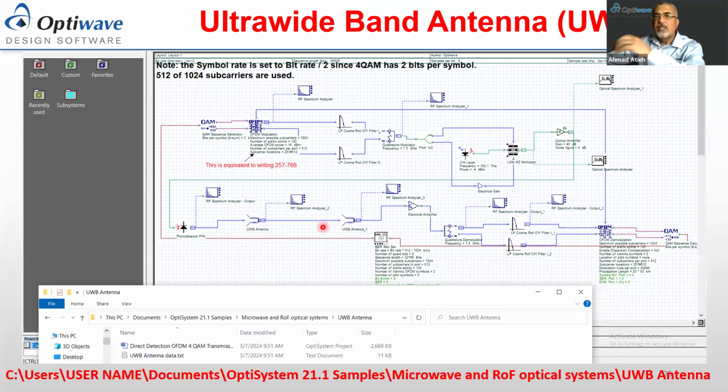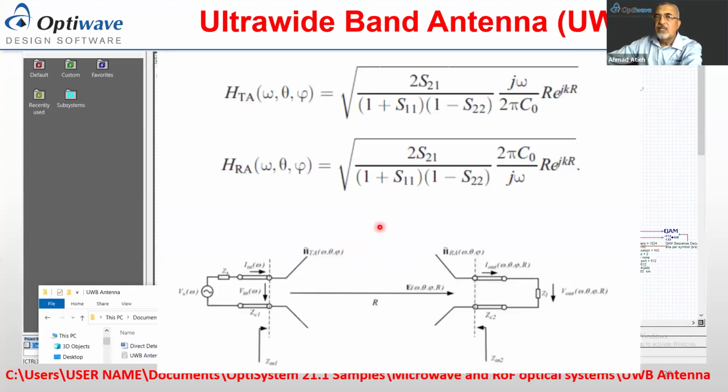Now, the transmitter and receiver antennas are exactly the same antenna with the same parameters. The only difference, if we use them as a transmitter antenna or a receiver antenna, is that the equation is a bit different, as you can see here. However, they are supposed to be matching together to give you the best optimized parameters. You can read more about these components in the OptiSystem data sheet.